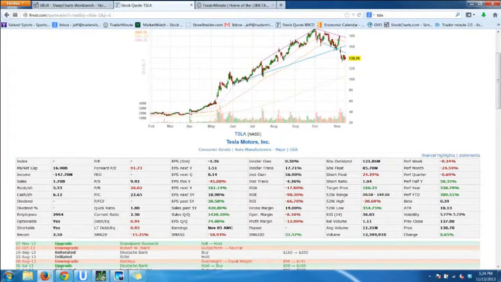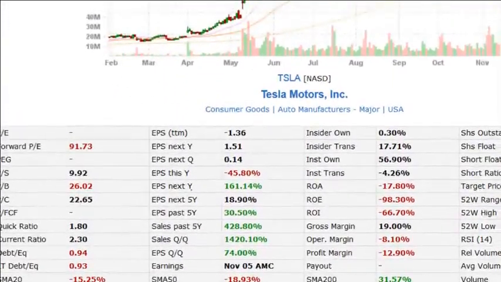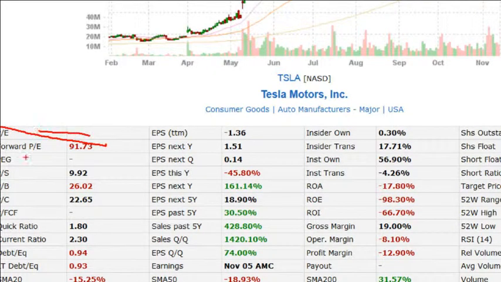The stock's gone from 40 back in May, and now after pulling back almost $50 here, Tesla's still at 138. So yes, it's come down a lot, but it's still up big. Why would that be the case? Well, take a look at the PE. There's not a PE. Why? Because earnings have been negative. If earnings have been negative, you're not going to have a PE ratio.